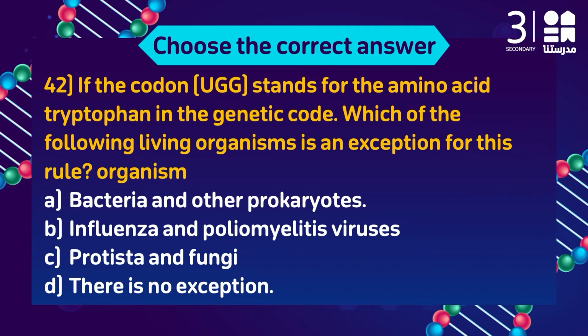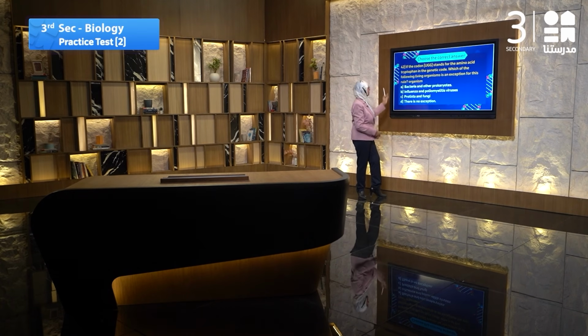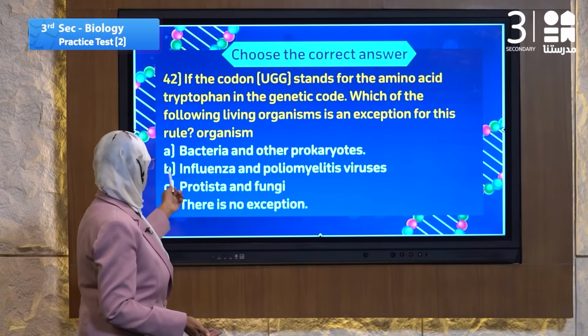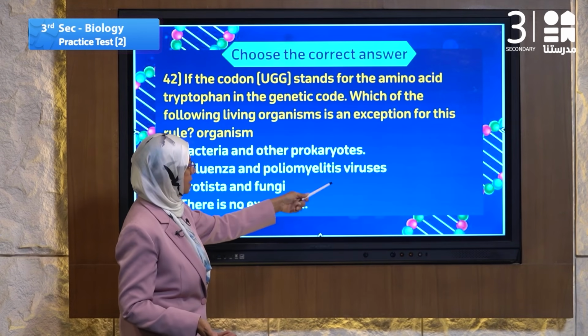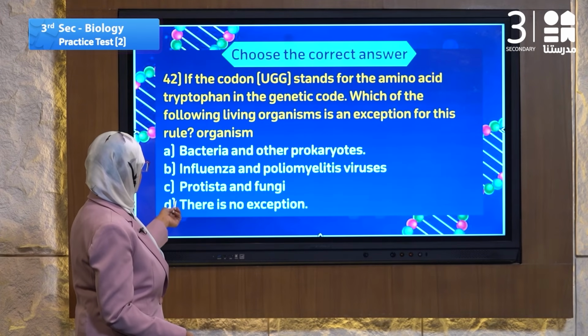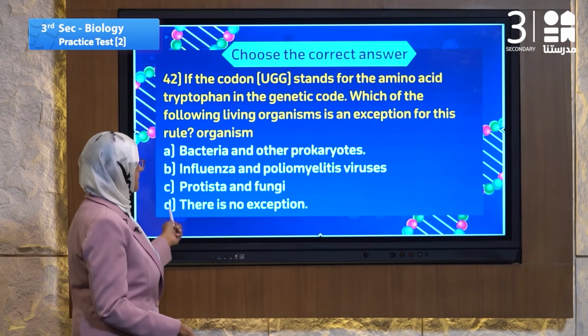In the genetic code, which of the following living organisms is an exception to this rule? There is no exception. Let's read the choices and find the answer. Bacteria and other prokaryotes, no exception. Influenza and poliomyelitis virus, no exception. Protista and fungi, no exception. So the answer is no exception.